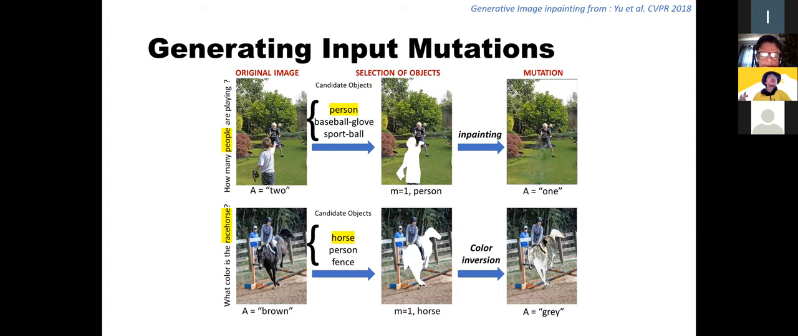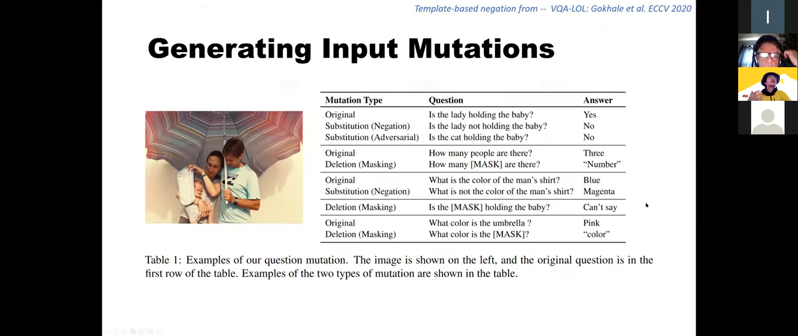Here are some examples of using inpainting to change the input. When you focus on the person and morph the person out, the answer should now be one instead of two, as in the original question. The same can be applied to change the color of the horse. Of course, all these techniques also benefit from the advancement in generative models and image inpainting techniques nowadays, showing good performance. And here is the image mutation. Then we can also do the language mutation similarly to the LOL paper, and in this case, we can update the answer.